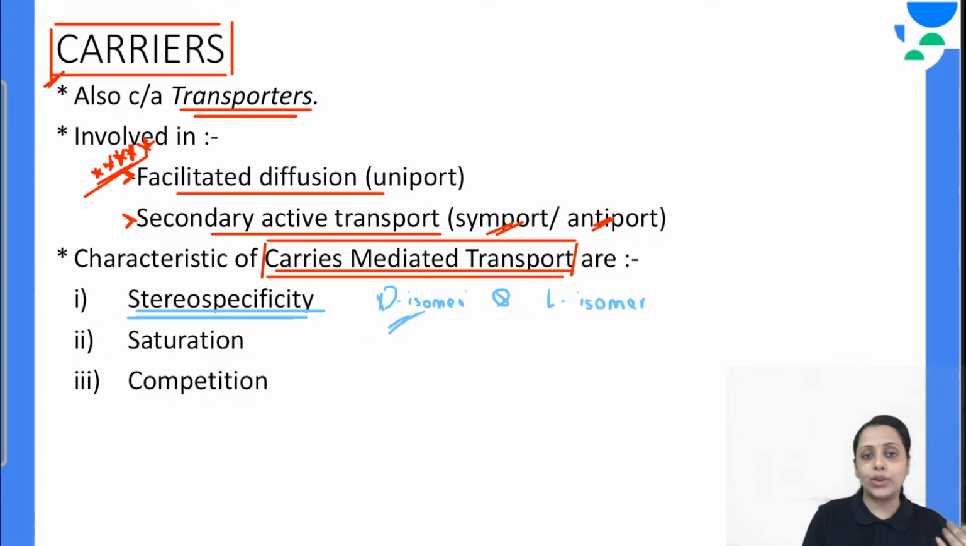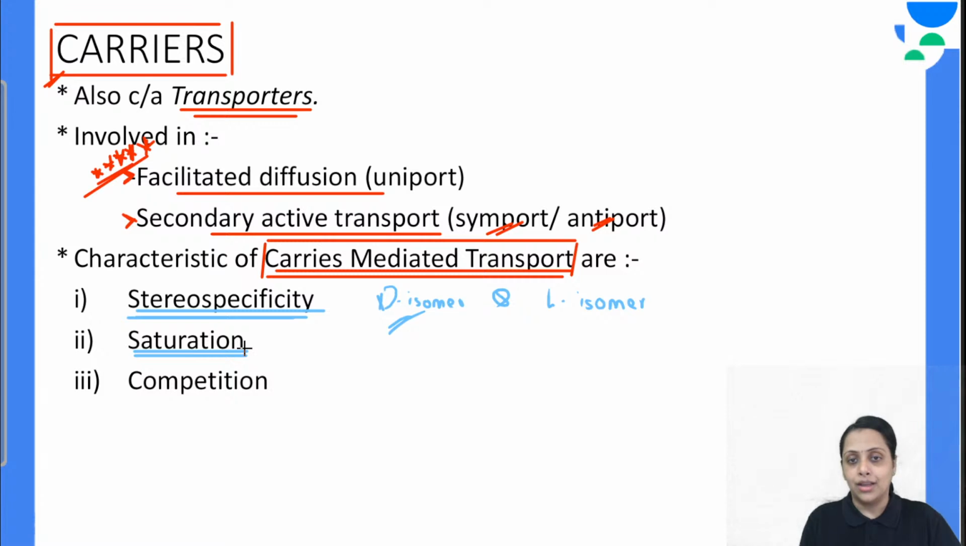If it is allowing the D isomer, it is not allowing the L isomer. If it is allowing the L isomer, then it is not allowing the D isomer. So they will show this characteristic feature, stereospecificity. And they will also show a saturation stage, because after a certain period of time all the carrier molecules will be involved, and after that, when we increase the concentration, the rate of transport doesn't increase.